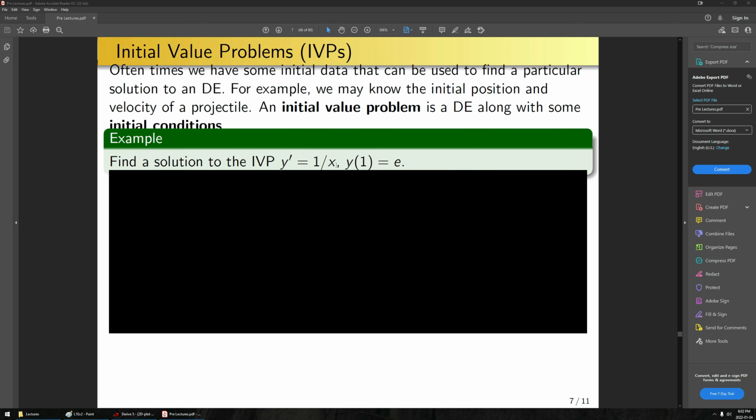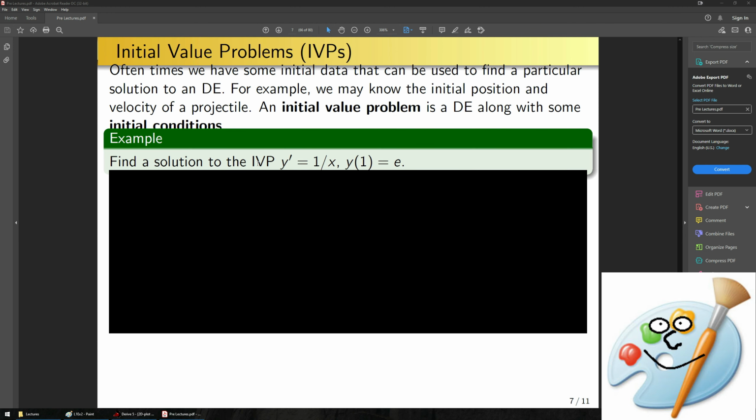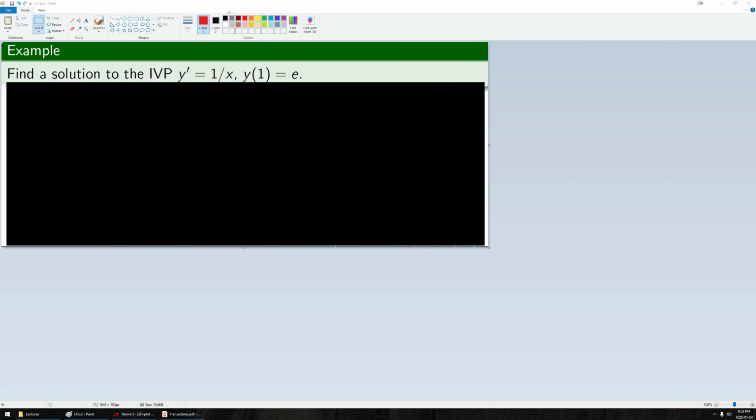Okay, so let's look at an example. Find a solution to this initial value problem. Well, how might I want to go about doing this? I want to find a function y, because y is the dependent variable of this differential equation, such that when I take its derivative, I get 1 over x, and such that y of 1 is equal to e. Well, this is already in y prime is equal to something form, so let's just integrate this.